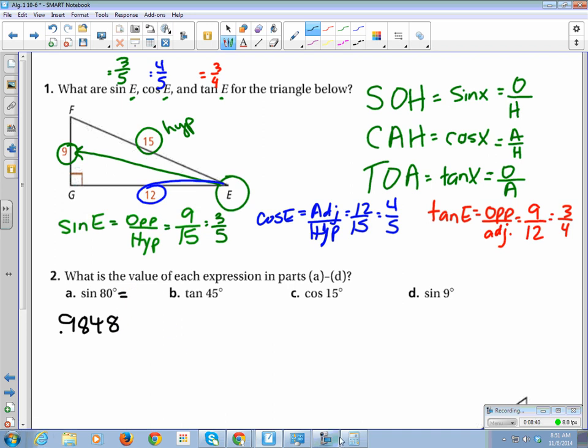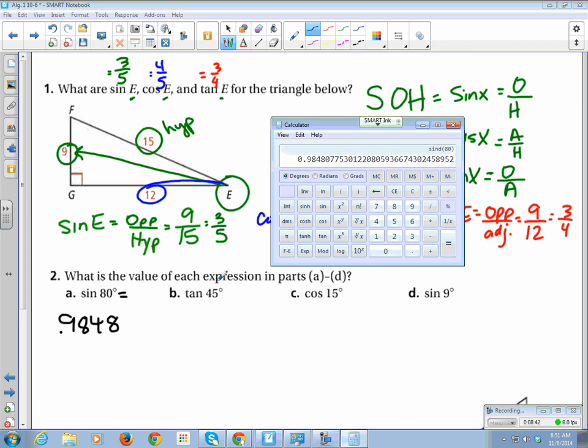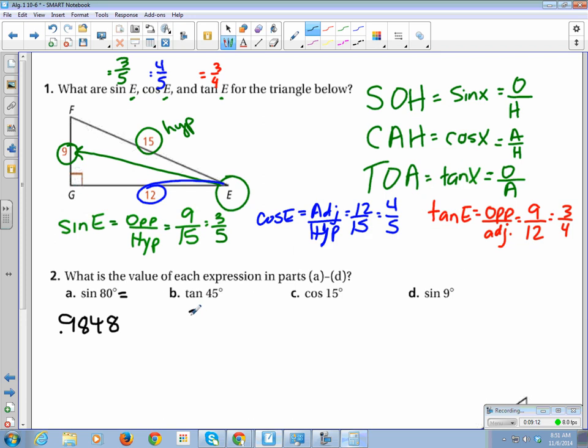And that's as hard as that gets. Tangent of 45, my calculator likes 45 to go in first, and then I apply the tangent operation, and it is equal to 1. Tangent of 45 is 1.